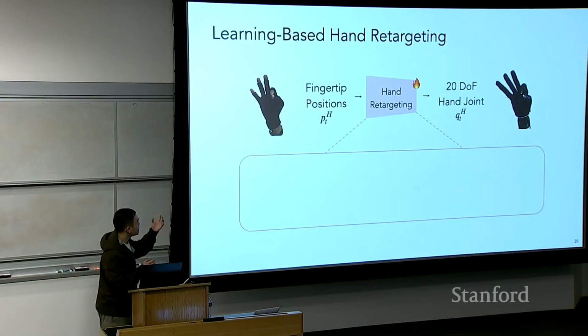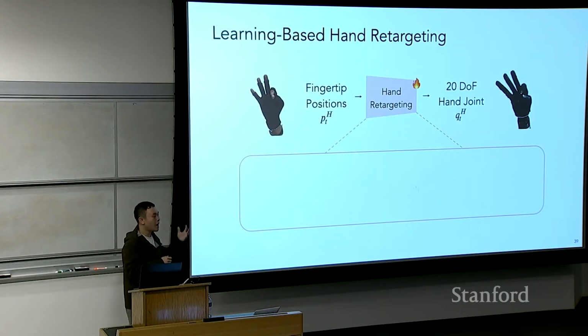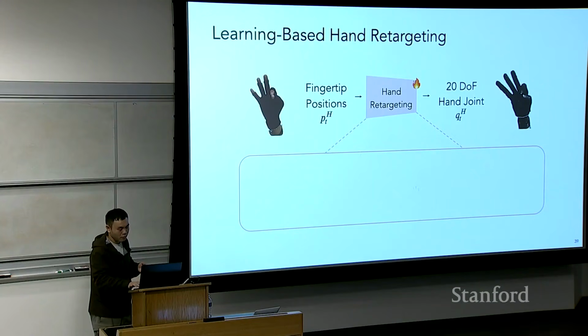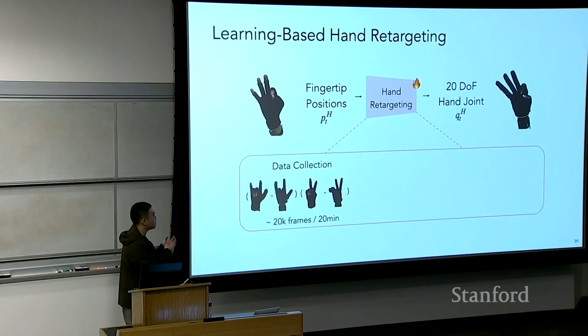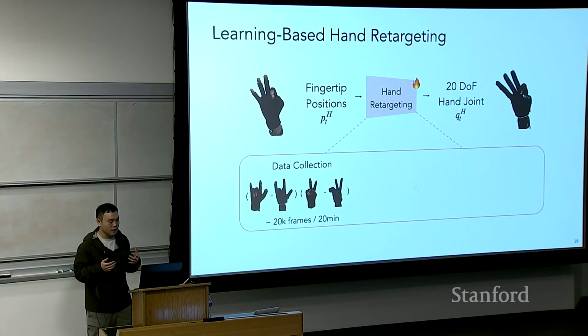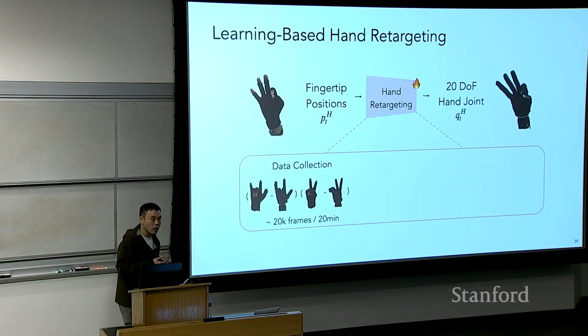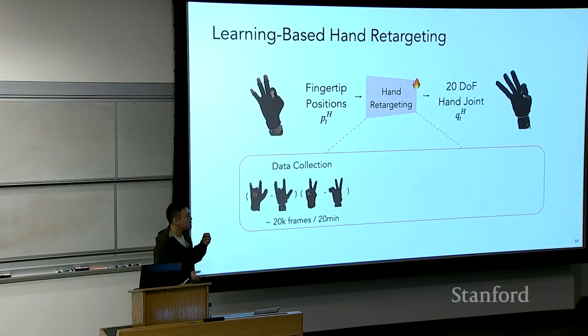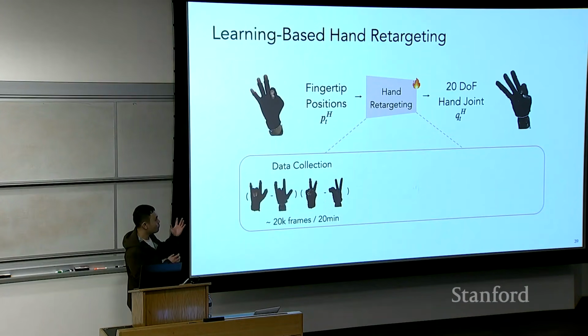So how do we learn this mapping network? We have a very straightforward pipeline. We use a learning-based, data-driven approach. We collect over 20,000 frames within 20 minutes using an optimization-based hand teleoperation pipeline. We use this IK solver to get the full hand motion from 5 fingertips and collect data from the real world. And this gives us real-world human teleoperation data.